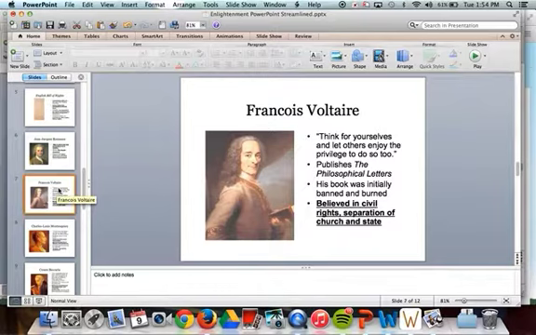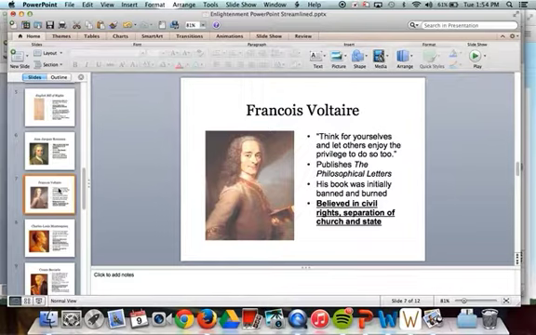Voltaire is actually, well, he's my favorite, personally. He says things like, I might not agree with what you say, but I will defend to the death your right to say it, which is more about principle rather than the exercise of that principle. So I might not agree with what a lot of politicians say, but I believe that they should be able to say it.